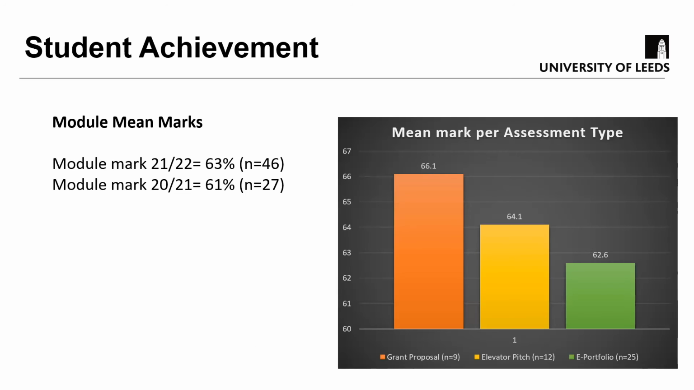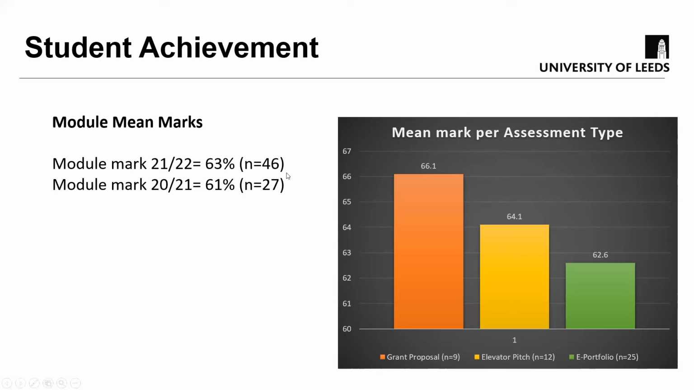So how did they do on the module? I was concerned because I'd done the report before and they were used to doing that. This year we did this variety of assessment. You can see the module marks in 2021, when we did the report, the mean module mark was 61%. Obviously, we had slightly lower numbers. This year, 21-22, it increased slightly, to 63%. We had a larger number of students submitting, with 46.